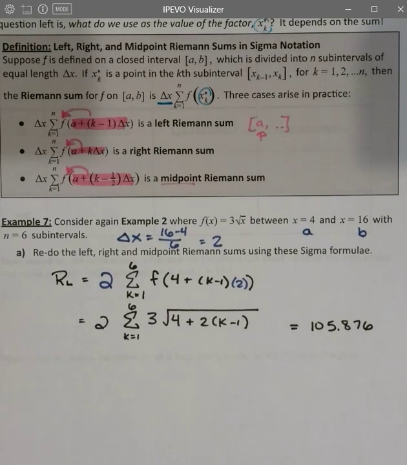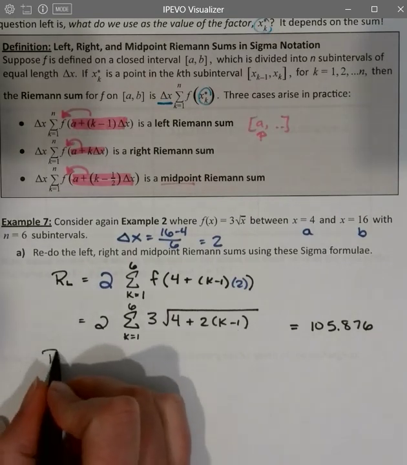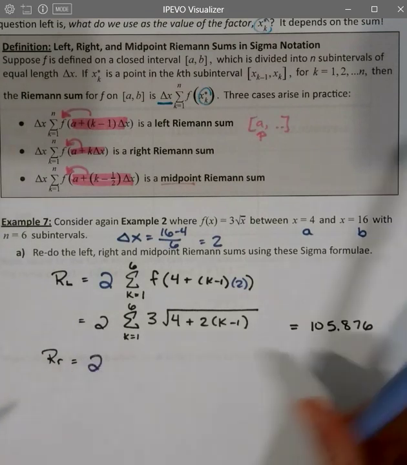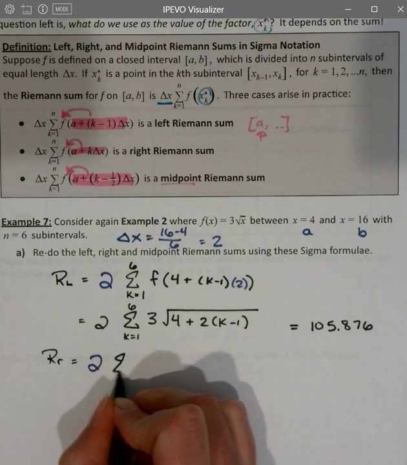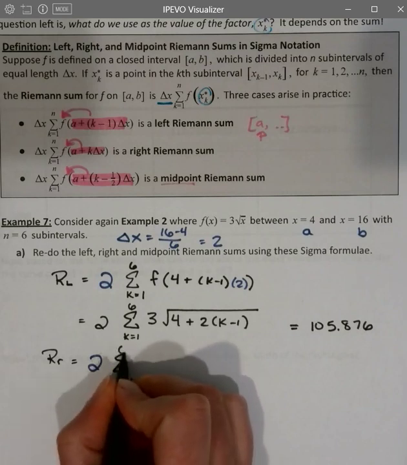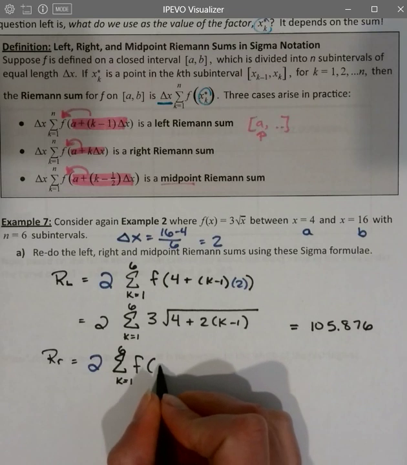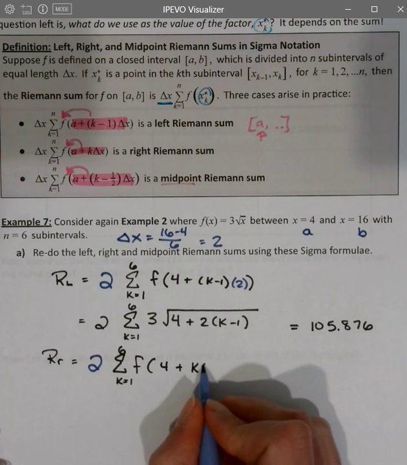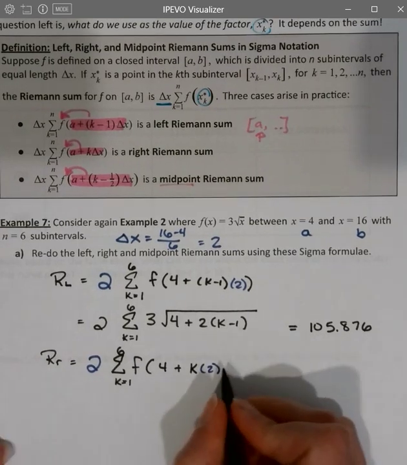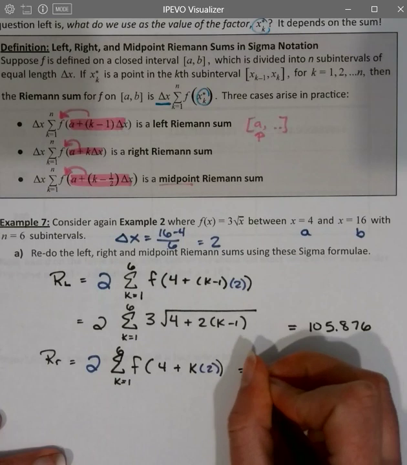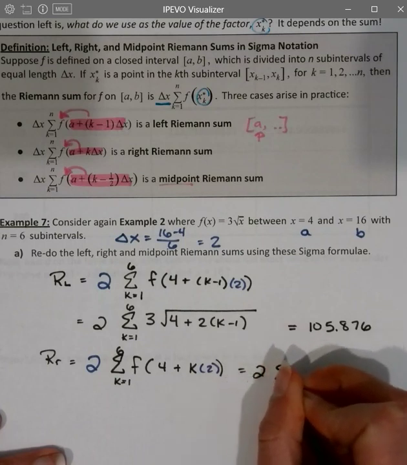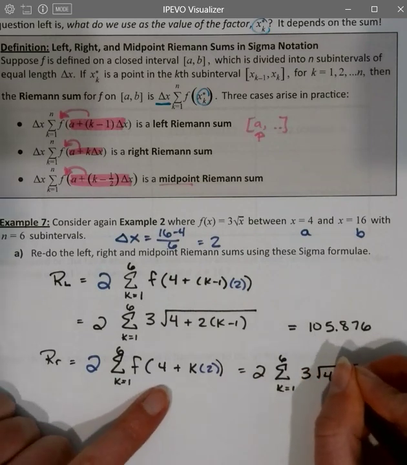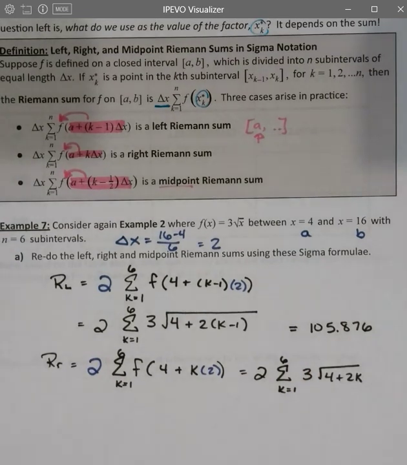So that's the left. Let's look at our right. Okay, so delta x is 2 times the sum from k equals 1 to 6 of f of a, which is 4, plus k times delta x, which is 2. Okay, so this is 2 times the sum, k equals 1 to 6 of f, which is 3 times the square root of 4 plus 2k. That's the right Riemann sum.